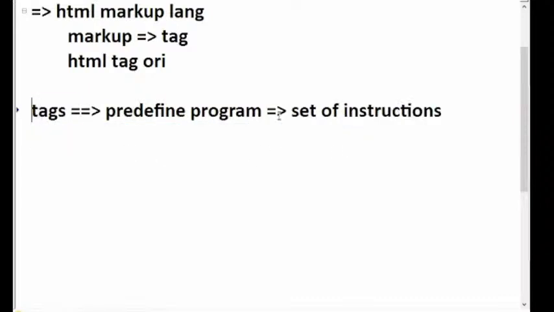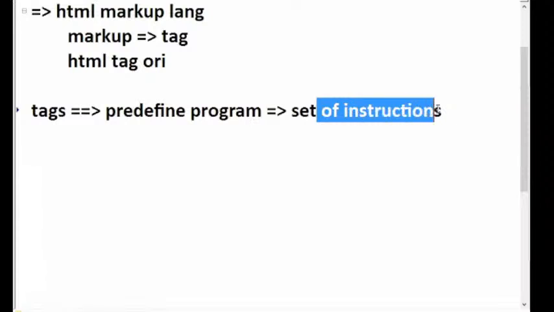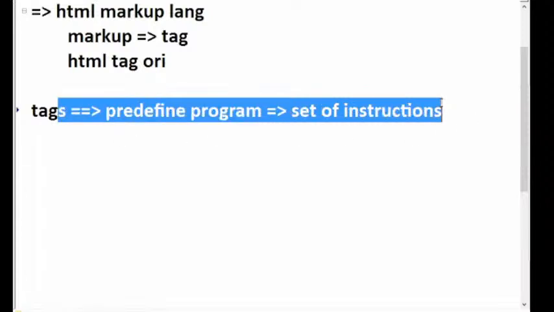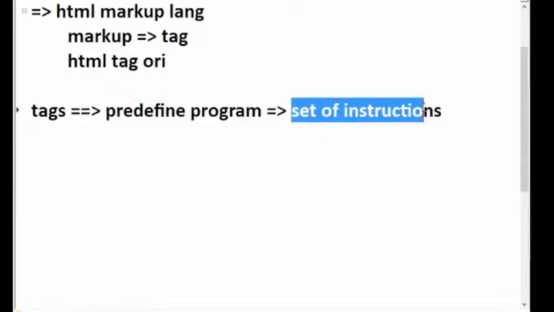This is the detailed explanation, sir. The simplification is: if anybody asks to define the tag, or asks the question what is a tag, we can say straight away that a tag is a set of instructions. This long process is not necessary; that is only for understanding purposes. You can say this directly, and 100% your answer is correct.